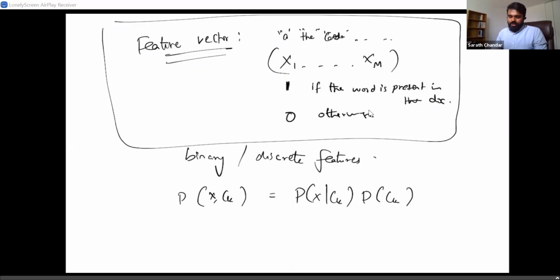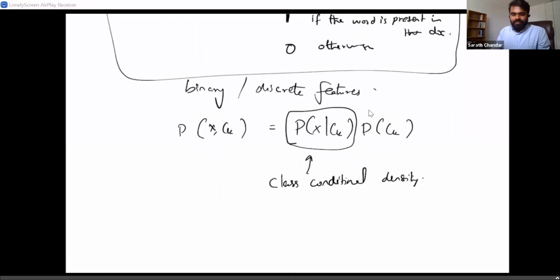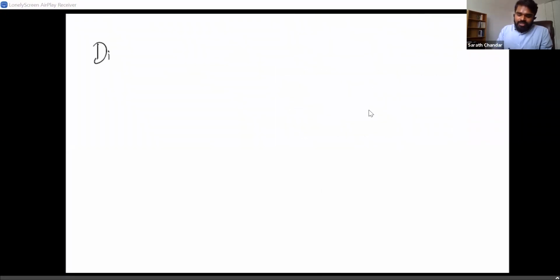Okay, so now p of x comma ck is given by p of x given ck, p of ck. Is that right? Now this p of x given ck is the class conditional density. So how do I model this p of x given ck? Now this is not Gaussian. This is a discrete variable, not a continuous random variable. So now we are going to look at a discrete variant of GDA, so we're going to consider discrete features.